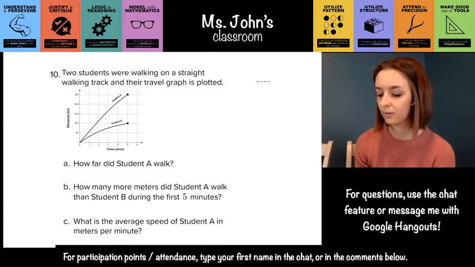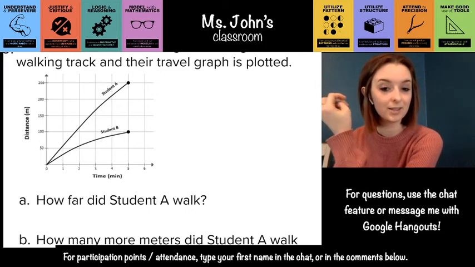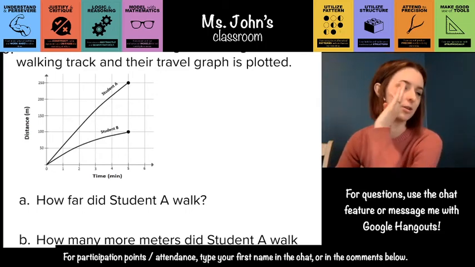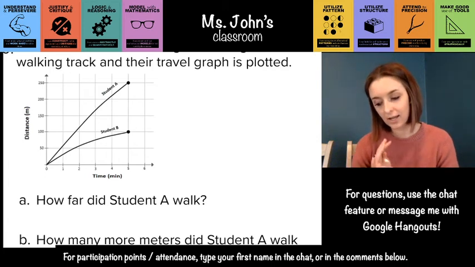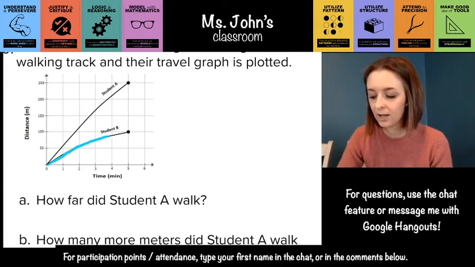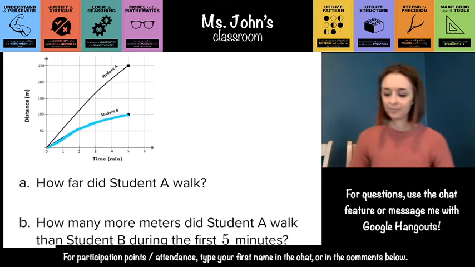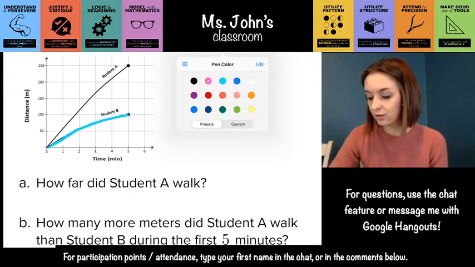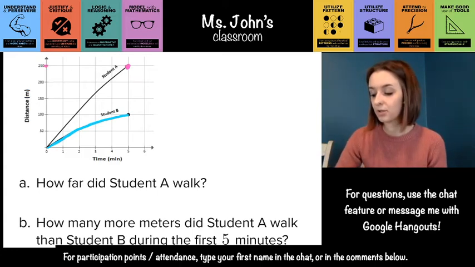Two students are walking on a straight walking track and their travel graph is plotted. So remember again that these are speeds and not actually like the students are walking in a curve or whatever. They're walking on a walking track and it's just their speed. So the student A has gone a lot further and a lot faster the whole time. And student B, he started out pretty strong and then he kind of petered out and only went about 100 meters in total. Oh, and hey, look, that's like kind of the question. So A is asking how far did student A walk? So we're looking at how far this person got. Looks like they went to 250 meters. So we're going to say that 250 meters.